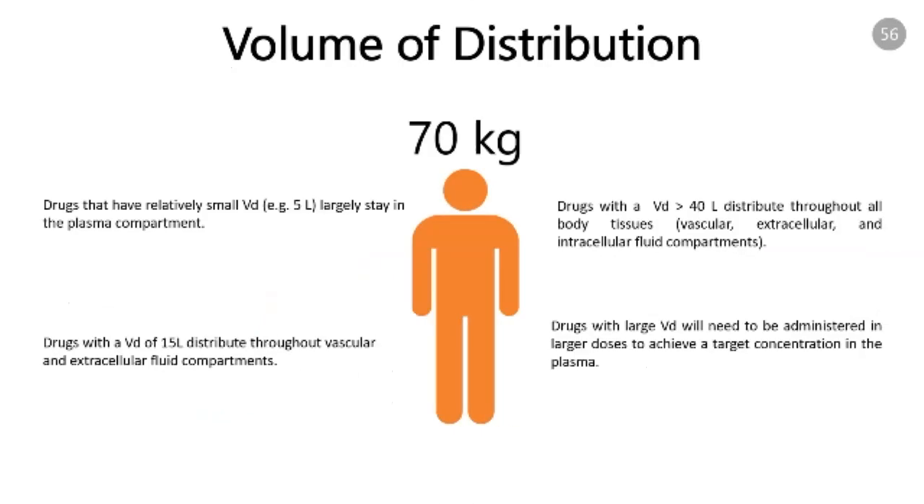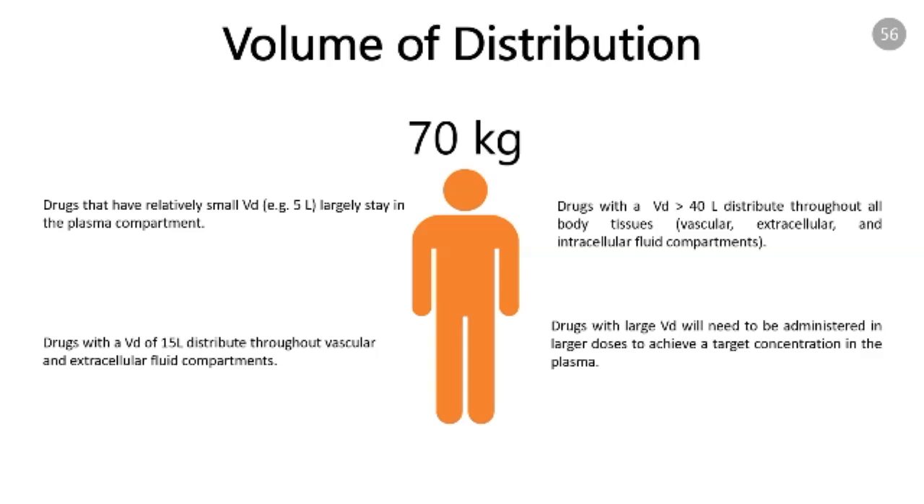Drugs that have a relatively small VD, for example a volume of distribution of say 5 liters, largely stay in the plasma compartment. Drugs with a VD of 15 liters distribute throughout vascular and extravascular fluid compartments, right? So it's in the plasma as well as some areas in the extravascular sites. Drugs with a VD greater than 40 liters distribute throughout the body tissues, for example vascular, extravascular, and intracellular fluid compartments. Drugs with very large VD, like the 500 and the 640 liters, will need to be administered in larger doses to achieve a target concentration in the plasma.